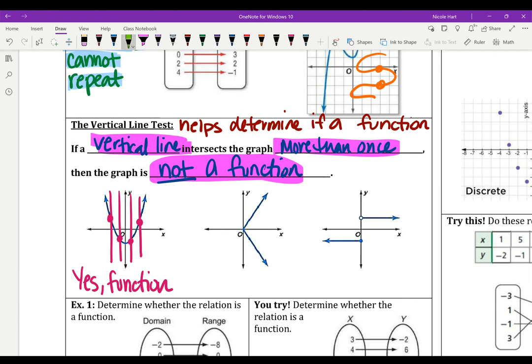So we're going to try a different graph here. So doing the graph in the middle, again, just going up and down. And as you can see, the same vertical line hits the graph in two places. So this is not a function.